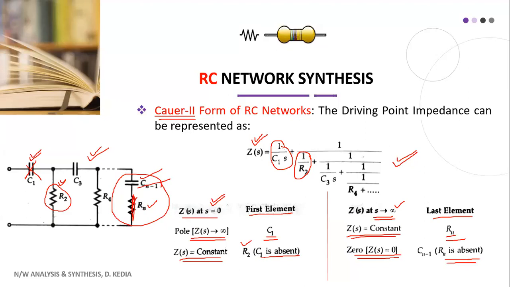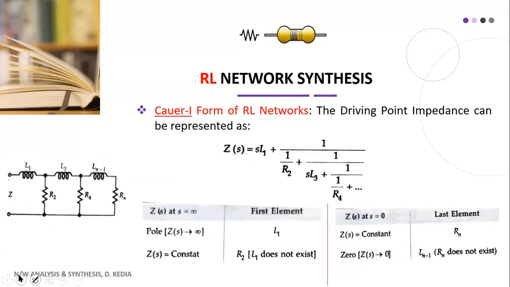This is how your cover 2 form of RC network. So we have seen cover 1 and cover 2 of RC networks. Now let us see cover 1 and cover 2 of RL networks. This is your RL network. So see, correlate it with RC, cover 1 RC.